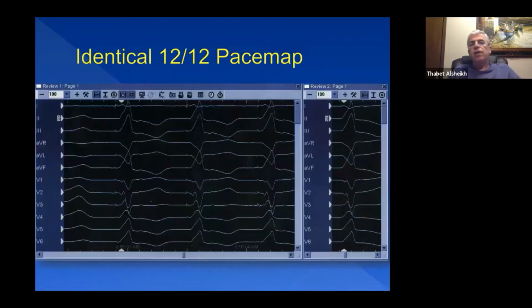Another example of focal PVC or ventricular tachycardia. The site was very early. We pace from that site. You see a better pacing artifact here. These are 3 paced beats. Compare this to the spontaneous PVC. Once again, identical, 12 out of 12 pacemap, and this site was also successful.